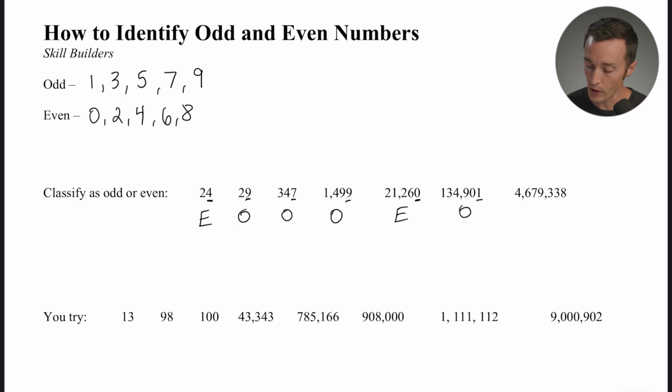And then finally, 4,679,338 ends in an 8, which is even. So that means this entire number is even. So what I would recommend doing right now that we've gone through a few examples, go ahead and pause the video and try these examples below, and then we'll pick back up at the word problem at the end.